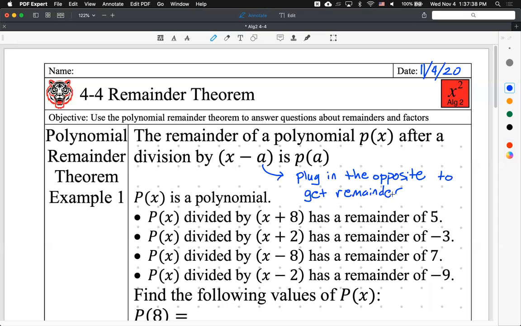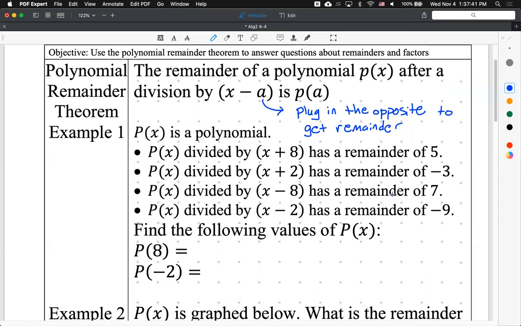All right, so example 1. We don't know what P of x is, but I do know it could be like x squared plus 3. It could be x squared minus 7x plus 10. I have no idea what the polynomial is, but I know these 4 facts. If I divide that polynomial by x plus 8, the remainder is 5. If I divide by x plus 2, it has a remainder of -3. If I divide by x minus 8, the remainder is 7. If I divide by x minus 2, the remainder is -9. What is P of 8?